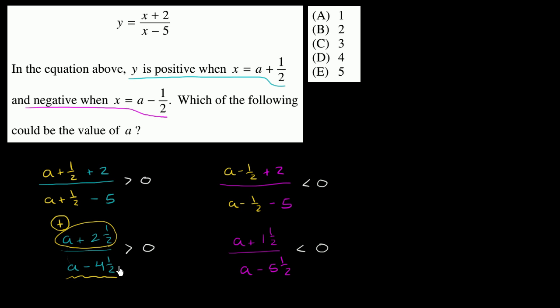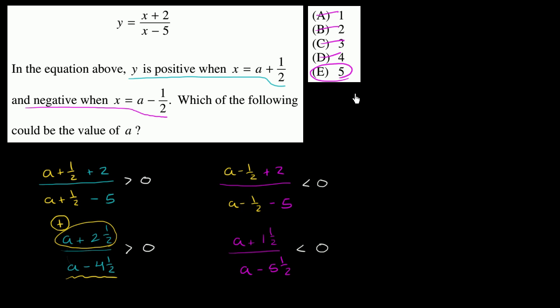Well, the only way this is going to be positive is if a is greater than 4.5. Lucky for us, we only have one choice where a is greater than 4.5. This is choice E, or I guess 5, is the only value where this bottom part is going to be positive. Any of these other values are all less than 4.5, so the denominator is going to be negative. Positive divided by negative, you're going to get a negative. So none of these other ones are going to meet the constraints.